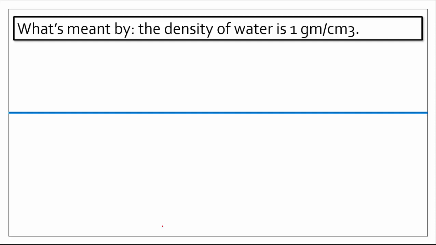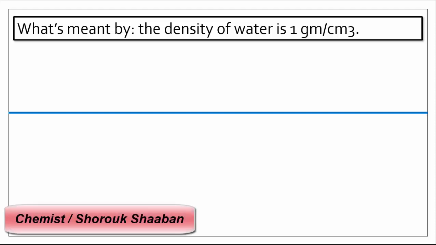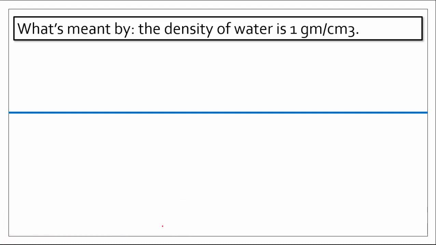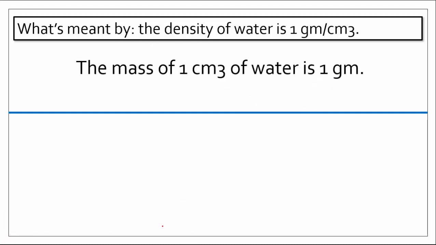Yeah, I will say that the mass of unit volume, like 1 centimeter cubic, because he gave it to you here. So I will say the mass of 1 centimeter cubic of water equals 1 gram.